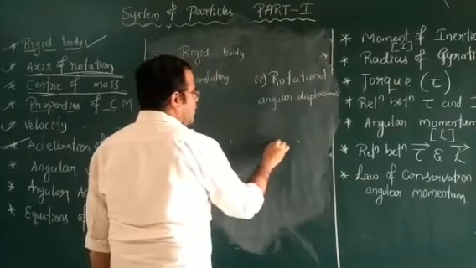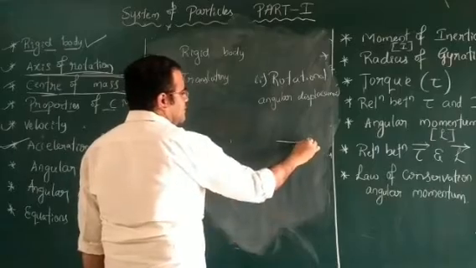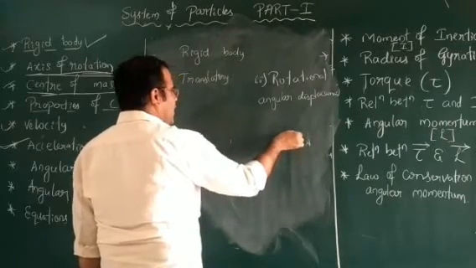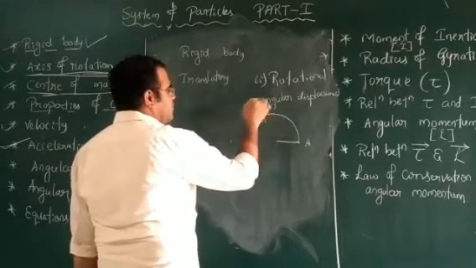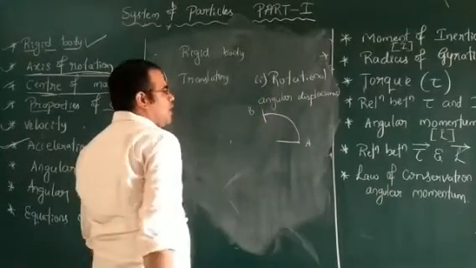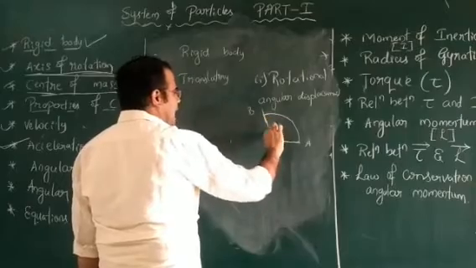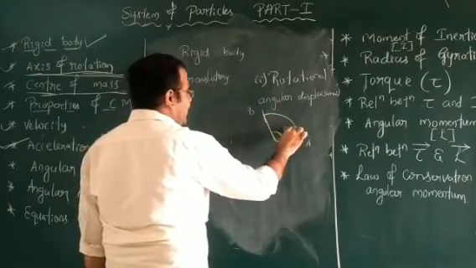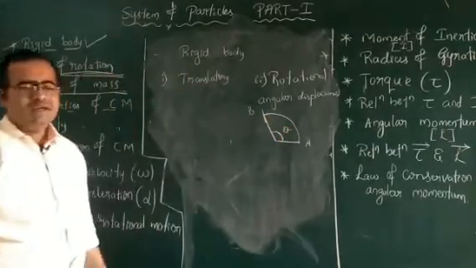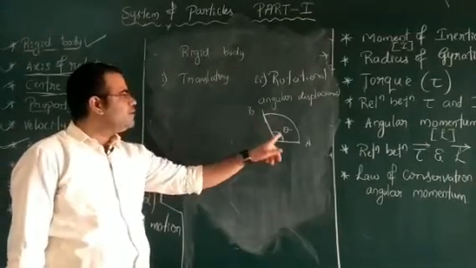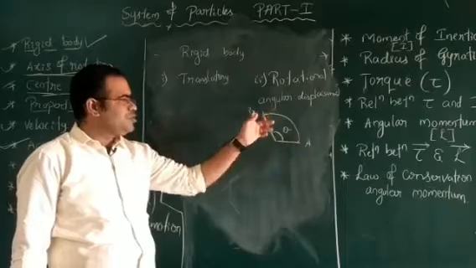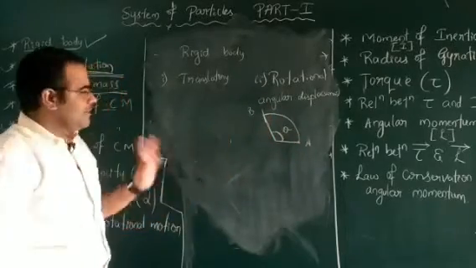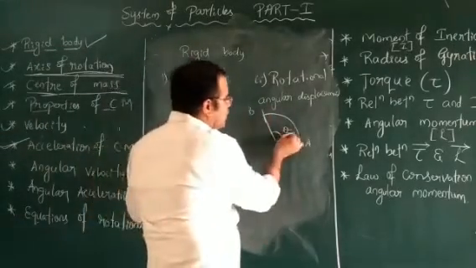When a particle rotates, this is the initial position. Now the particle is under a rotational motion like this. It is coming from point A to point B, and it is making an angular displacement given by theta. So we observe the change in the position in terms of an angle. Whenever we observe a change in the position in terms of an angle, that we consider as angular displacement.